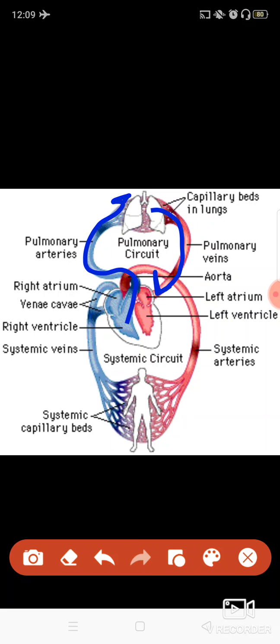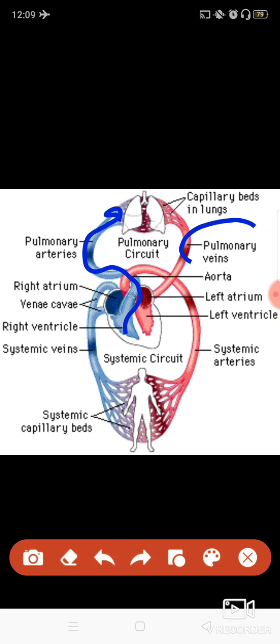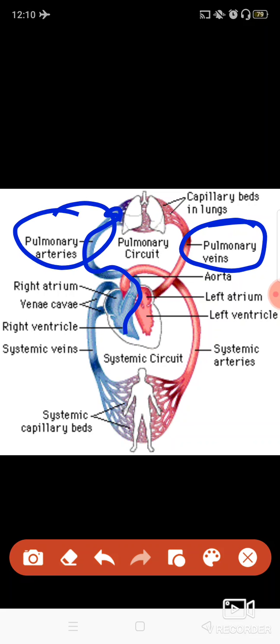See, this circulation. Only this circulation is known as pulmonary circulation, in which impure blood is going to be carried to the lungs for purification, and the pure blood will again be brought to the heart for distribution. This pathway is known as pulmonary circulation. In this circulation, pulmonary veins and pulmonary arteries are responsible for this kind of circulation.